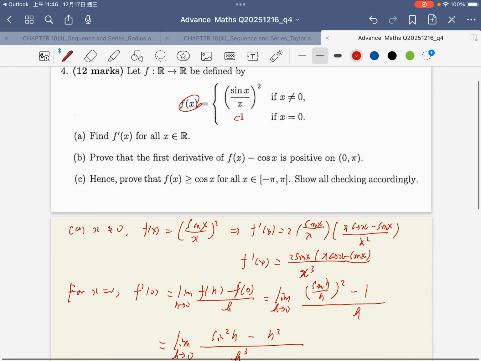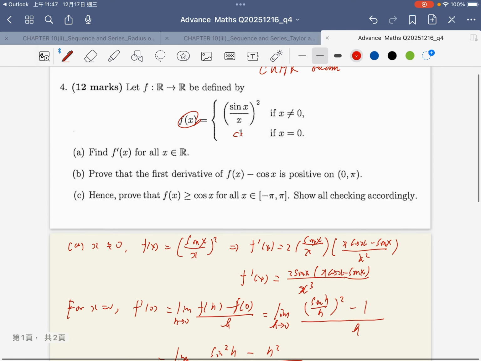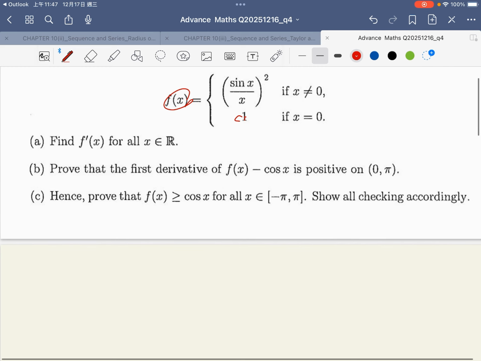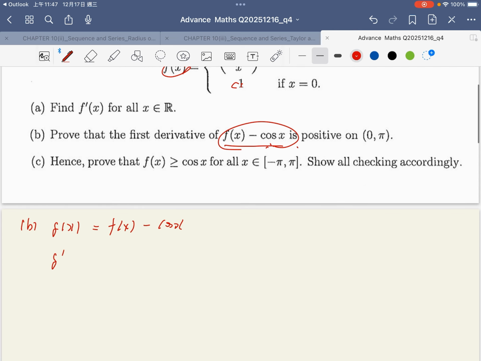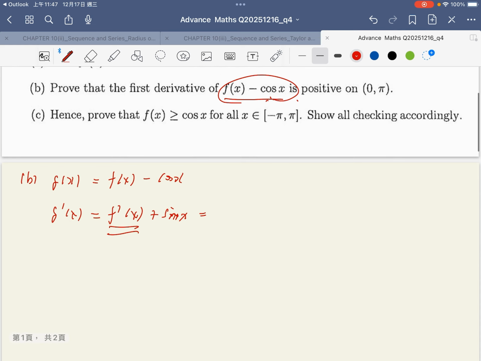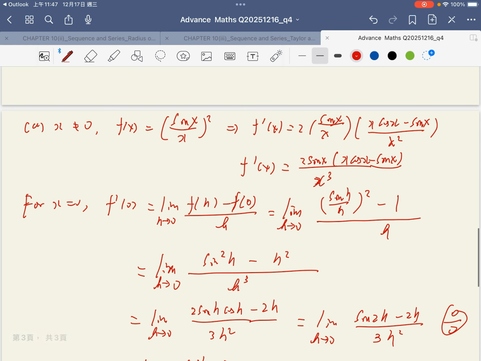Then for part B, it is a lot easier. Prove that the first derivative of f(x) is positive. That means to prove this is positive, I let g(x) equal to this one, and differentiate it. That is f'(x) minus x plus cos x plus sin x, and put f'(x) into this one.